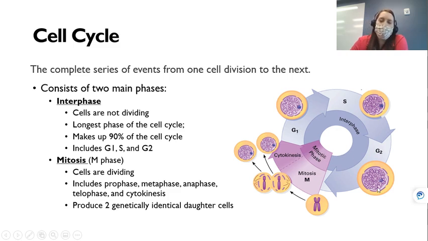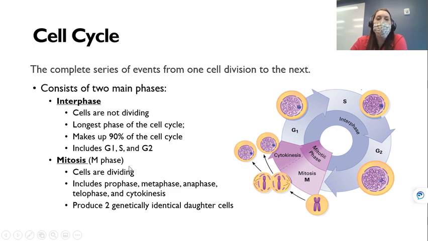We have G1, S, and G2. I'm going to explain what those three parts of interphase are in just a second. And then with mitosis, you can see the cell is splitting its DNA in half. Okay, so here's the thing with interphase. It's where the cell's not dividing. It's a single cell. It might be getting ready to divide in one of these smaller phases that I'm going to talk about in a second. But honestly, it makes up 90% of the cell cycle. We will talk about G1, S, and G2 in just a second.